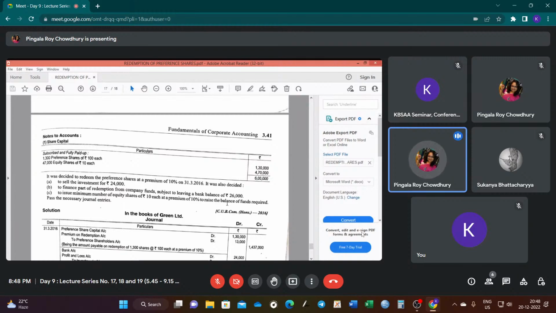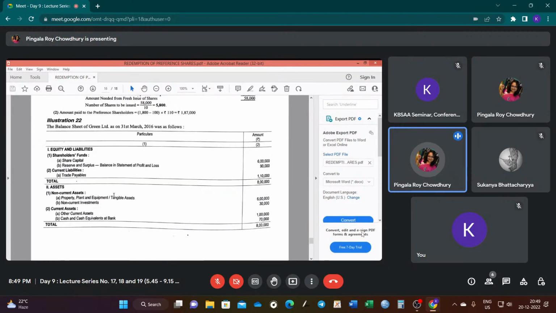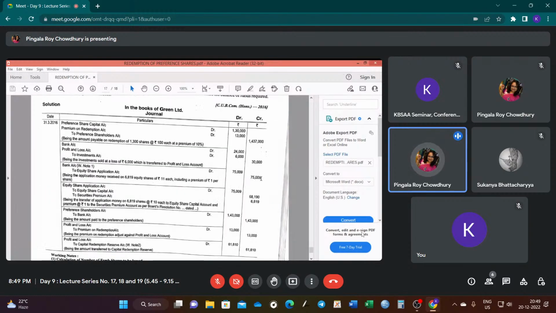Now, first we will come to the sale of investment. Bank account debit 24,000. Now, investment is having a balance, as you can see, of rupees 30,000 here in the balance sheet. So 30,000 balance investment is being sold for 24,000. So we have a loss of 6,000, profit and loss account debit 6,000 to investment 30,000. So you have already utilized 6,000 from profit and loss account.